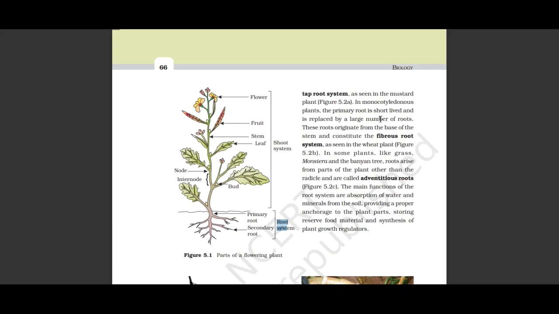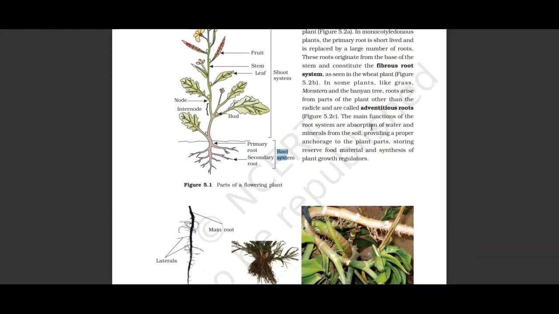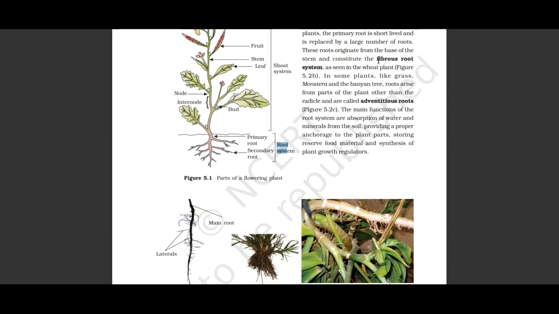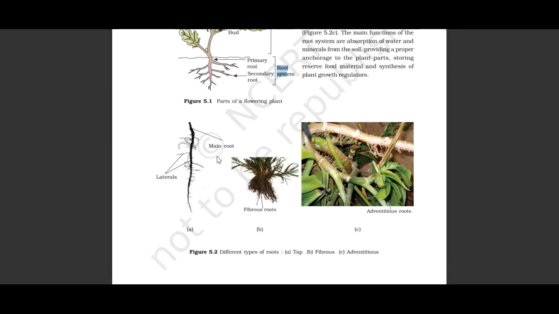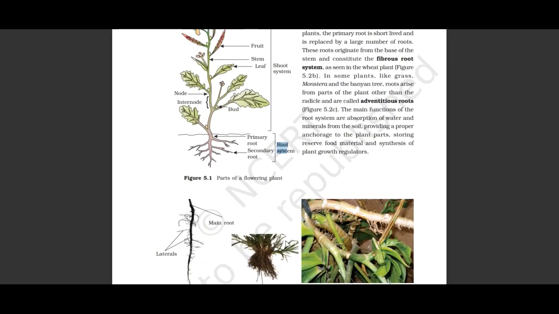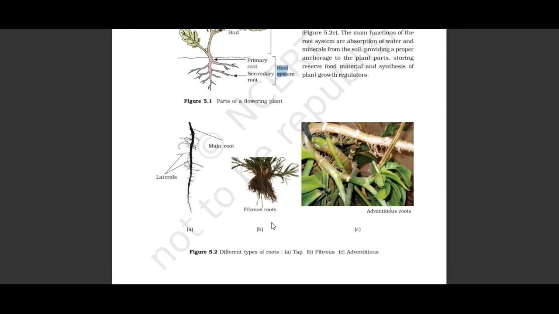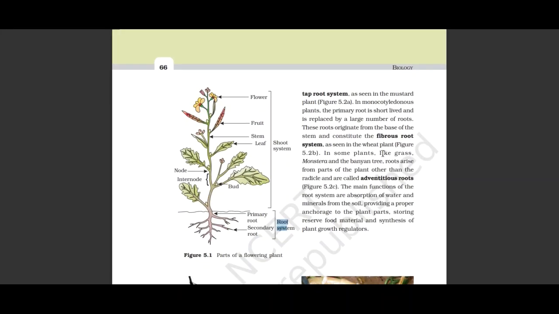In monocotyledon plants, the primary root is short-lived and is replaced by a large number of roots. Those roots originate from the base of the stem and constitute the fibrous root system, as seen in the wheat plant. Figure 5.2b. Let us see the 5.2. Fibrous root system, as seen in the wheat plant.